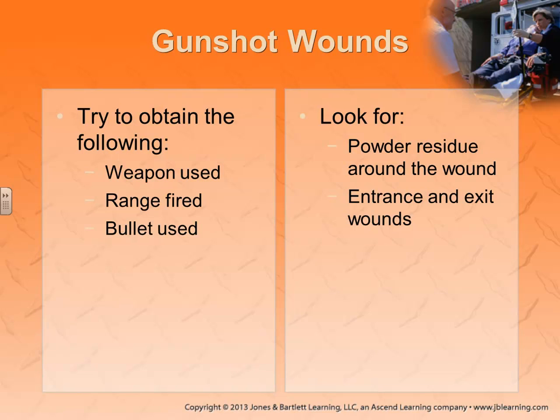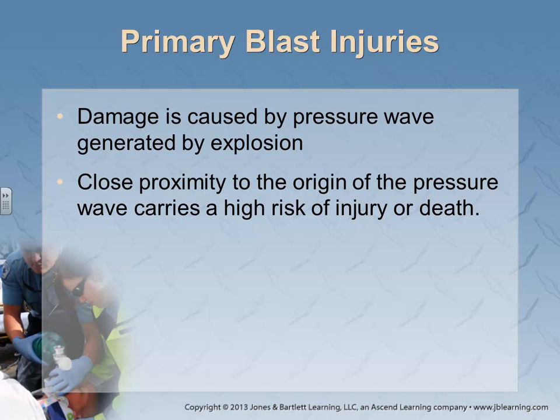With your gunshot wounds, you definitely need to know what was used, the caliber of the rifle or the shotgun, what type of ammunition, also distance. How far were they? What angle were they shot at? What bullet was used? We're going to look at powder residue around the wound. At a closer range, you're going to have more powder residue because that powder sprays out of the barrel, if I'm not mistaken, whenever you shoot. And so at a closer range, that powder is going to spray on the individual. And then, of course, your entrance and exit wounds.